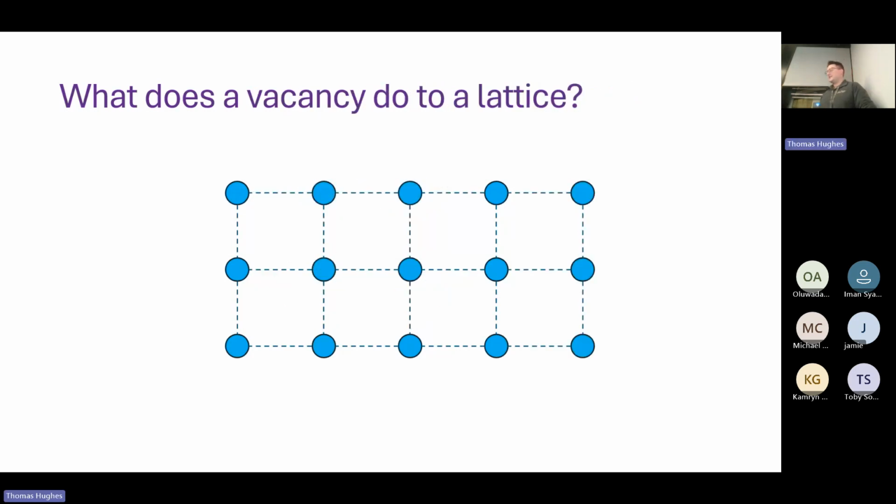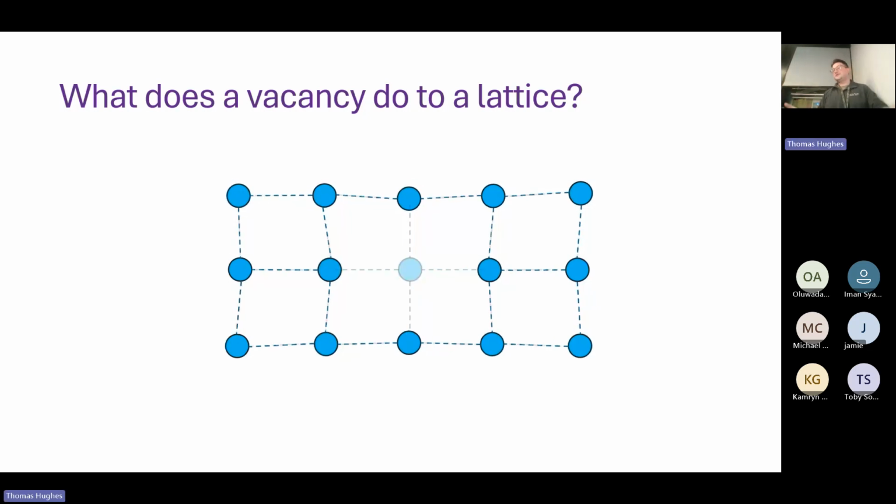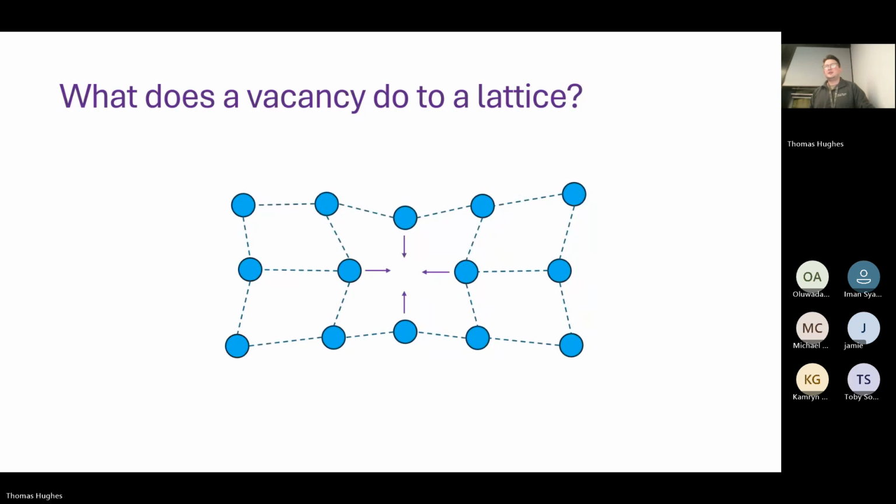So what happens if we have a vacancy? If I just remove one of these atoms, what will happen? Yeah, right, exactly the opposite. So it looks something like that. And we've got forces going the other way because the atoms are trying to fill in, but they're sort of still attached to each other with their forms of bonding.